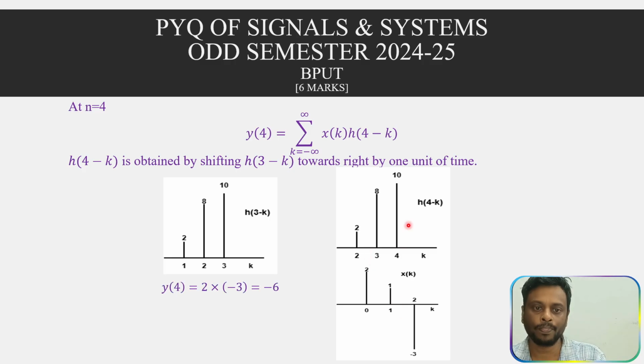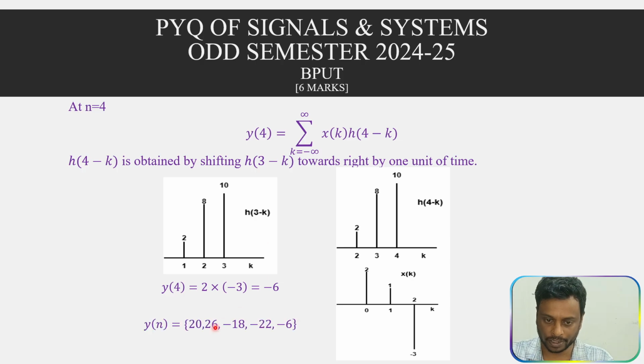So we have found the linear convolution between the two sequences. So the final result is here. This is at n equal to 0; these are the n values. The starting point is here. So at n equal to 0 it is 20, at n equal to 1 it is 26, at n equal to 2 it is minus 18, then n equal to 3, and this is n equal to 4. So this is the answer.